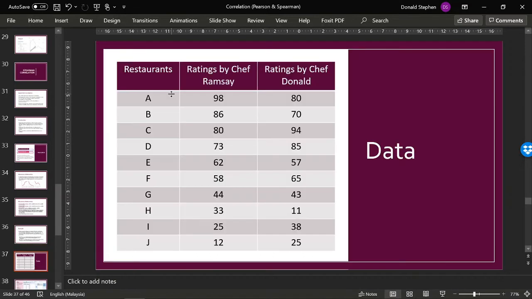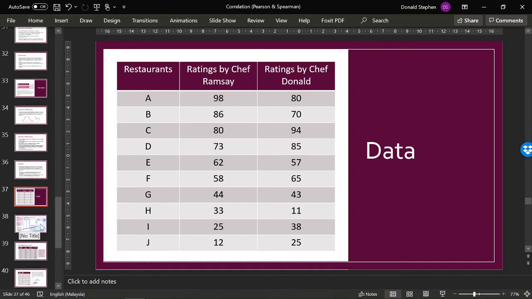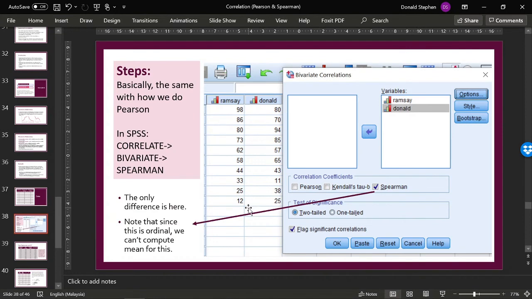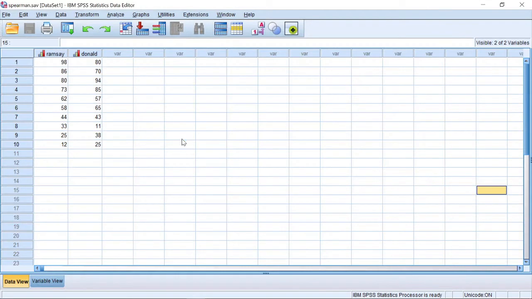So these are the tables. We have 10 restaurants, and these are the scores. This data you can download from our website as well. So let's try to open this one. This is our data for this. We have a rank given by Chef Ramsay, and we also have a rank given by Chef Donald. So these are the scores for these 10 restaurants. We have 10 here. Right.